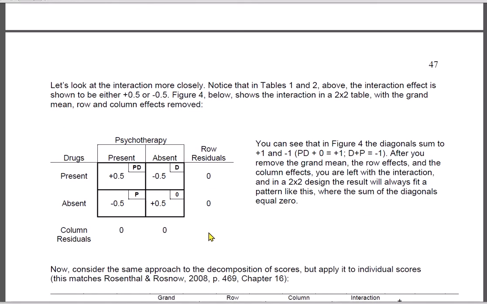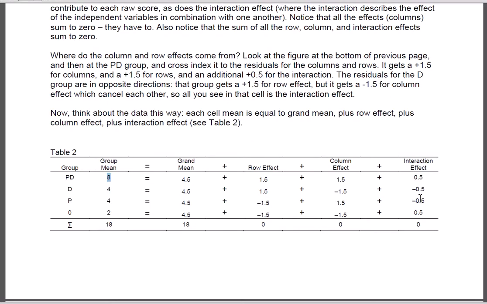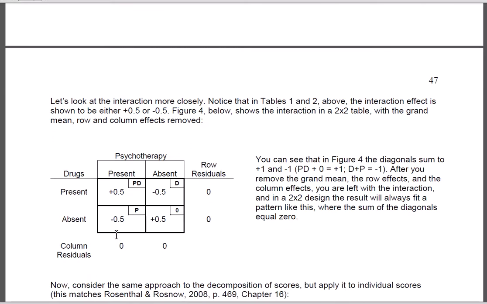Now let's look at the interaction more closely. Here I've mapped out the interactions from this table, from here, these scores, the positive and negative 0.5s, so that we can see where they're lining up. And you can see that the residuals are zeros. You can also see that each diagonal is either positive, like this going across here, that's a diagonal. That's positive, while this one is negative. You see that this diagonal is negative 0.5.